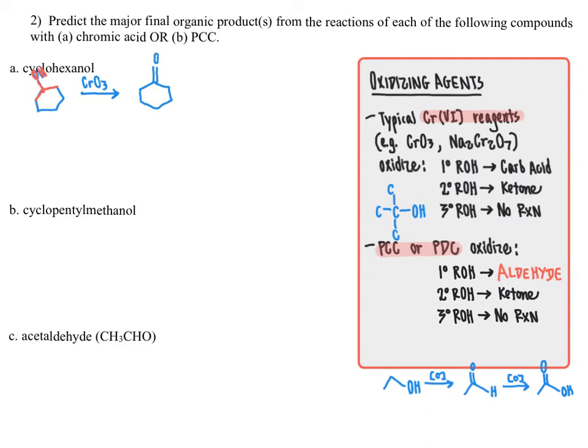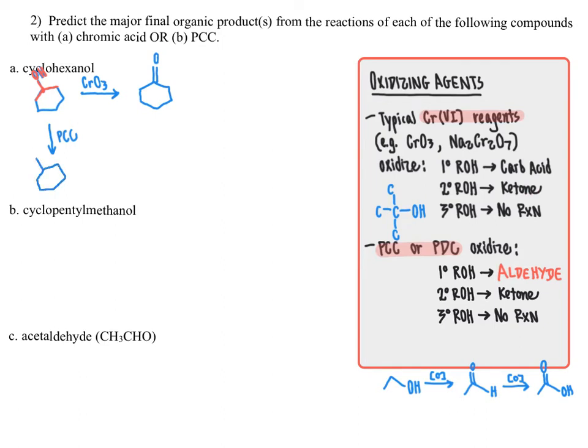Then we'll do part B of this problem, oxidizing with PCC. PCC is going to react the same to oxidize a secondary alcohol to a ketone as would our other chromium reagents. So we just need to write the exact same product in here.